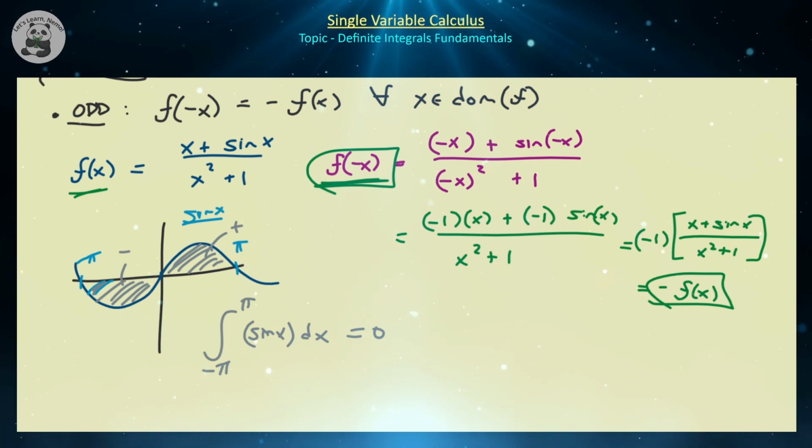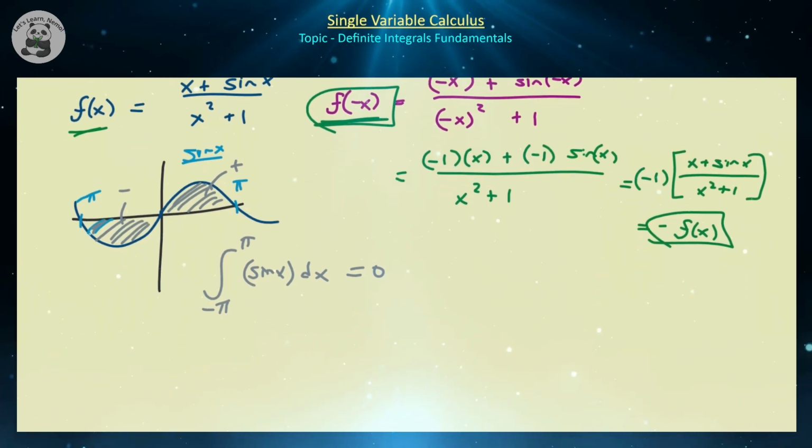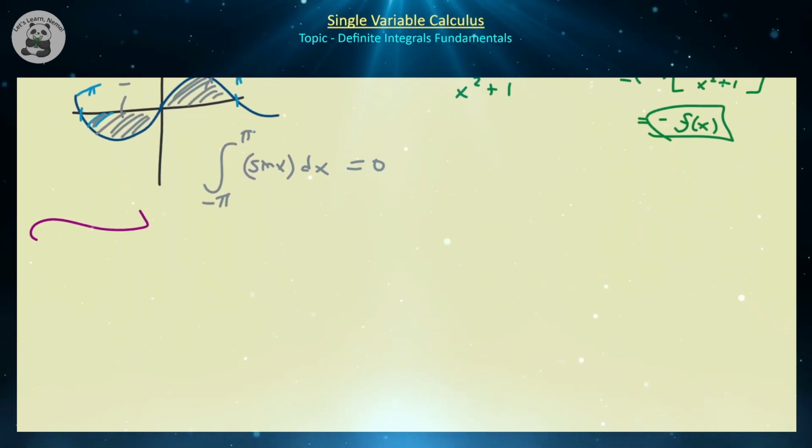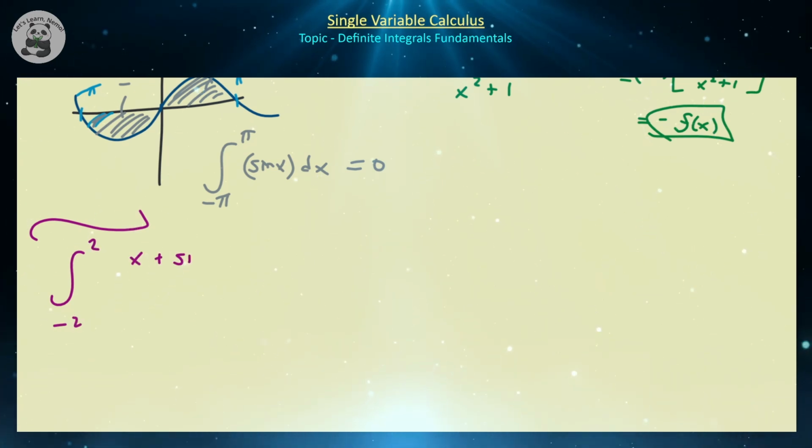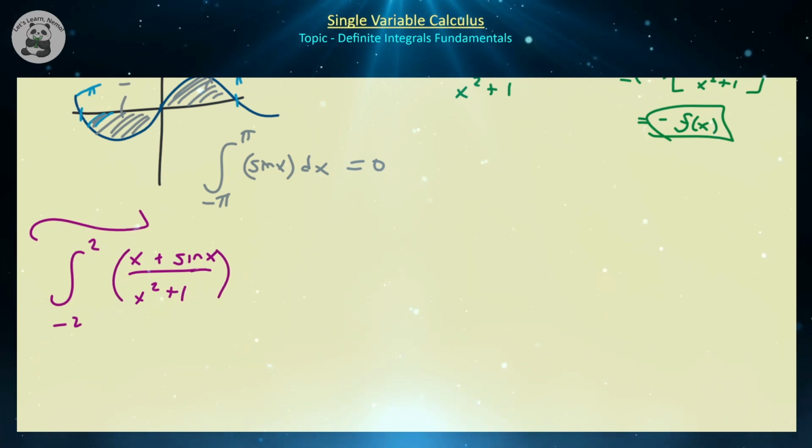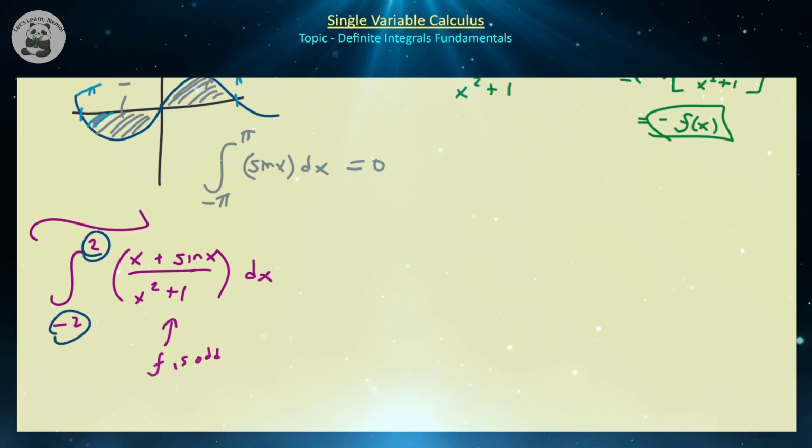In particular for our example, the integral of sine is going to be pretty easy, but the integral from, say, minus 2 to 2 of this function x plus the sine of x all over x squared plus 1 is a little bit more complicated to deal with. But since we've already proven that this function f is an odd function, and our integral is on a symmetric domain about x equals 0, that means the integral is 0 as well, which is very, very nice.